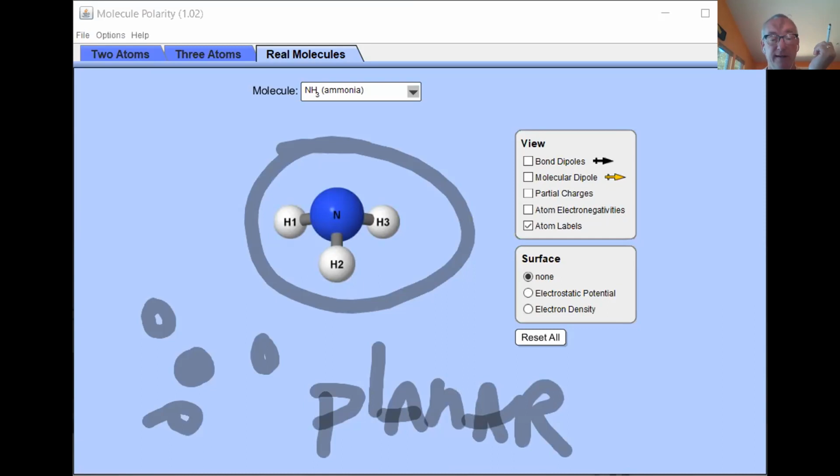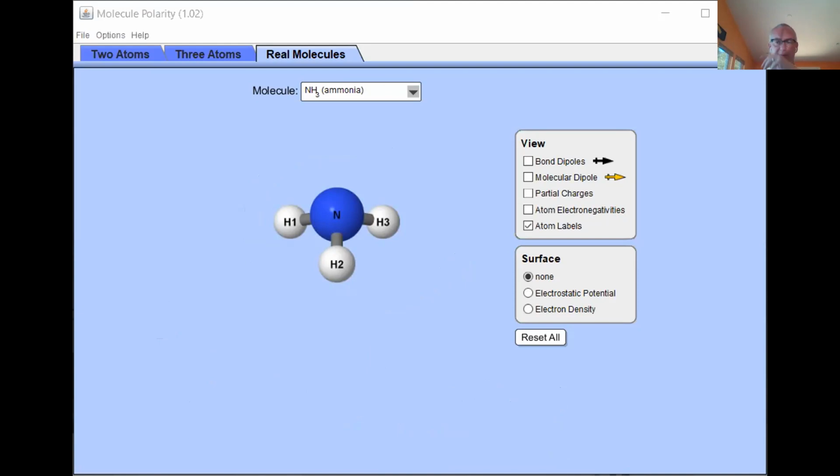Well, you could say it or you wouldn't. So you know what I mean by planar, right? So basically it would be flat. I'd have nitrogen in the middle, and I'd have 3 hydrogens coming out, and everybody would be in the same plane. It would be completely flat. And if the molecule is completely flat, one side of it would be exactly the same as the other side. The top and the bottom would be identical. And so it would be symmetric. Therefore, it would be nonpolar.